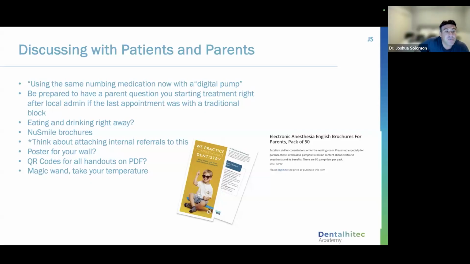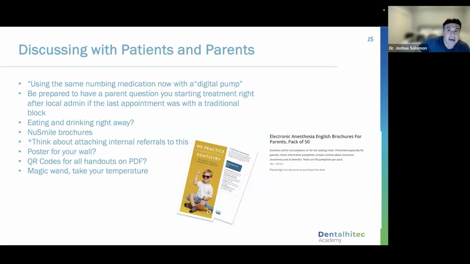Using terms like it's a magic wand or taking your tooth temperature. Sometimes if I have a little one who's struggling a bit, I'll say, okay, listen, we're going to listen for the beeps and your tooth is falling asleep. So whatever your shtick is, I think describing to parents that this is a wonderful method of giving anesthesia in a more comfortable or more controlled manner.